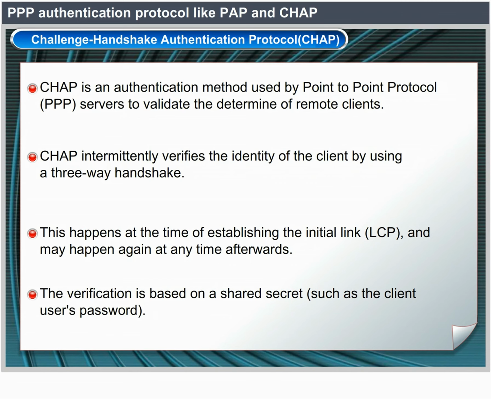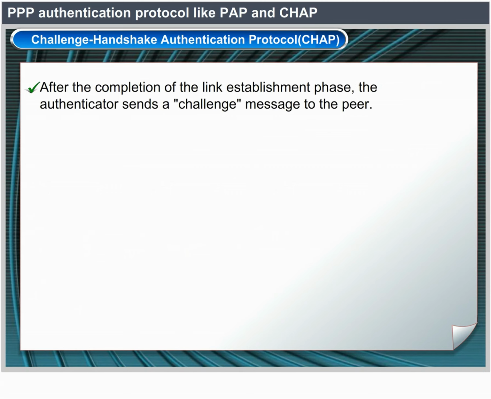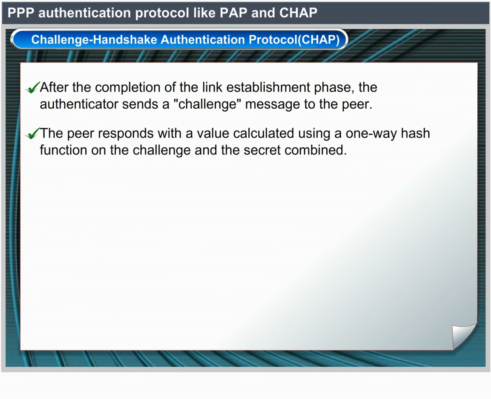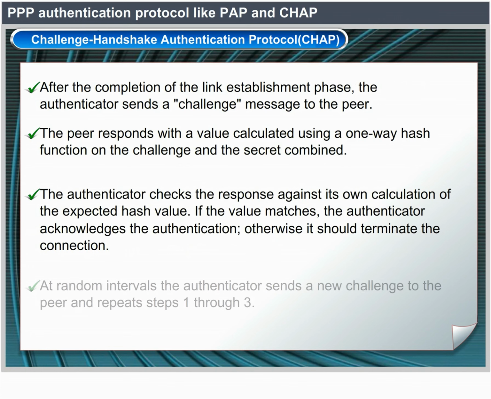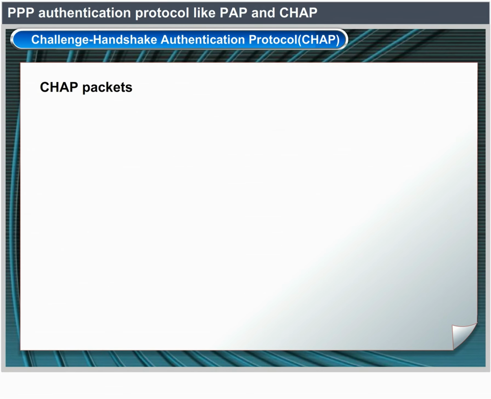After the completion of the link establishment phase, the authenticator sends a challenge message to the peer. The peer responds with a value calculated using a one-way hash function on the challenge and the secret combined. The authenticator checks the response against its own calculation of the expected hash value. If the value matches, the authenticator acknowledges the authentication, otherwise it should terminate the connection. At random intervals, the authenticator sends a new challenge to the peer and repeats steps 1 through 3. CHAP packets are shown in the following table.